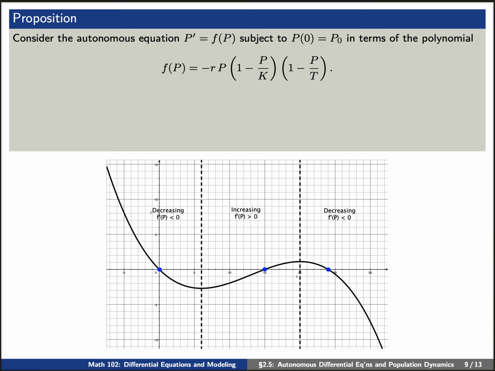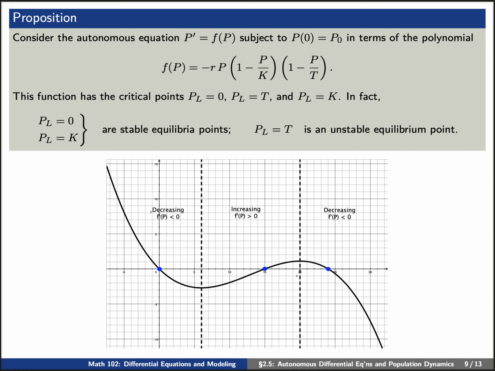Well, if our size p is not too big, then as we move from left to right, we have a decreasing function. At some point, this function will turn around and become increasing, but as p gets larger and larger, we'll find that this function is decreasing once again. You can figure out the vertical slashes here on the screen by taking the derivative of f and asking when this is equal to 0. We won't worry about doing that today. We'll simply remark that this function f(p) has three critical points, namely p equals 0, p equals t, and p equals k.